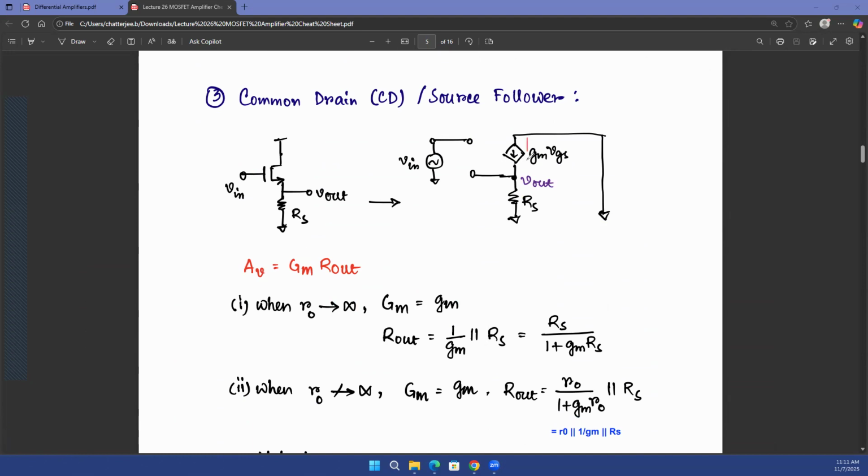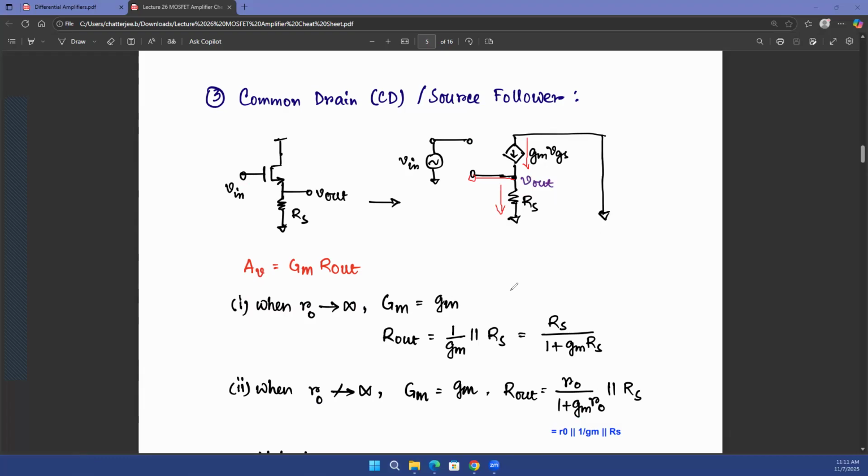Because see, the current flows from drain to source, and the output is taken at the source terminal. So your direction of the current flow at the output is the same as the direction of the voltage that you are considering. So in this case, it's not minus GM R out, it's plus GM R out.